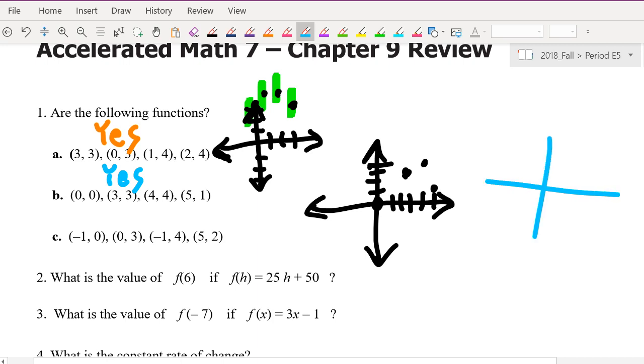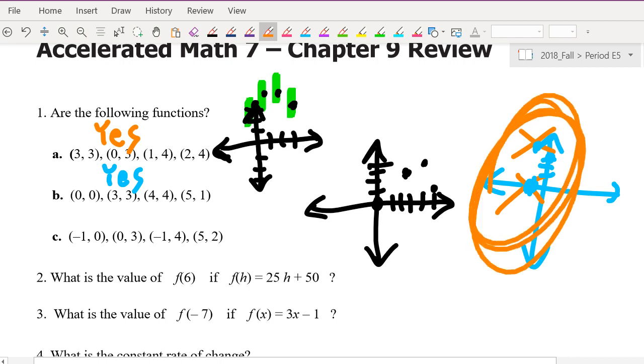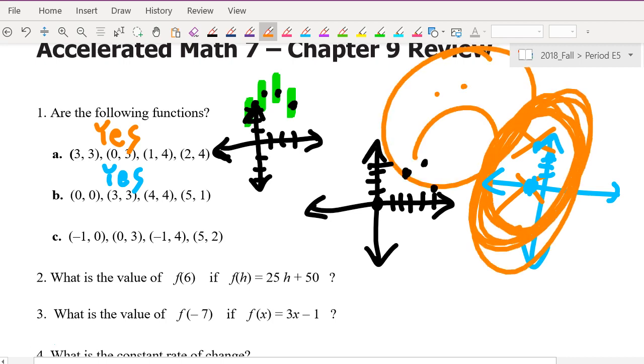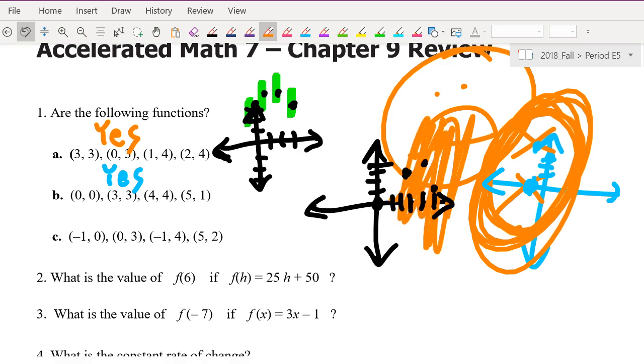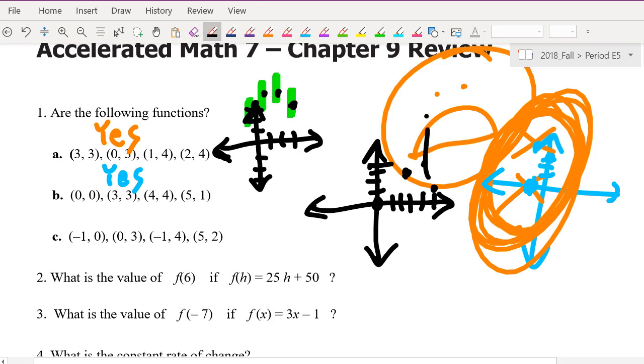Let's graph it. Okay, negative 1, 0. 0, comma 3. I have to use the same color because it always will cover up a different color. Negative 1, comma 4. Uh-oh. So that is a very bad not function. Unhappy face. Sad. No! He's yelling. He's saying no.